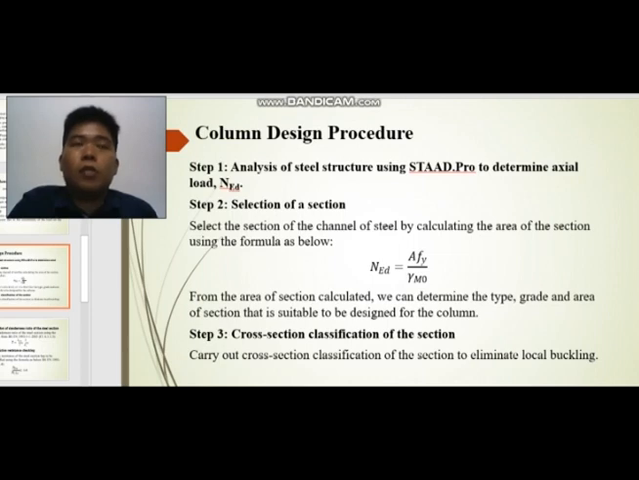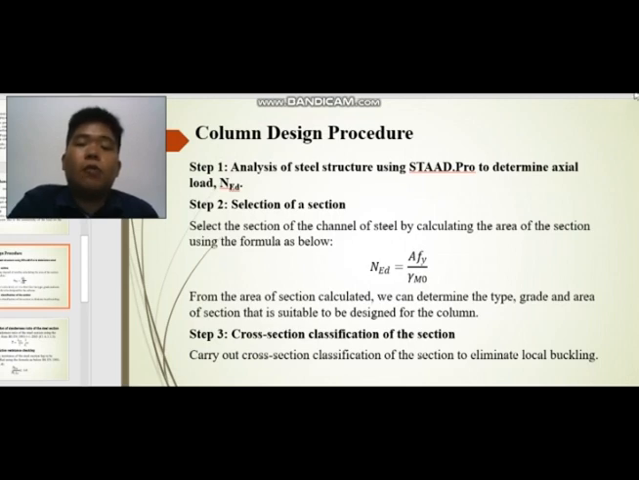For the column design procedure, step 1, we will analyze the steel structure using Staad Pro to determine the axial load NED. Step 2, we will select the section based on the area of the section calculated using the formula NED equals A Fy over gamma M naught. From the formula, we will find the area by multiplying NED with gamma M naught divided by Fy. From the area calculated, we can determine the type, grade, and area of section that is suitable to be designed for the column.